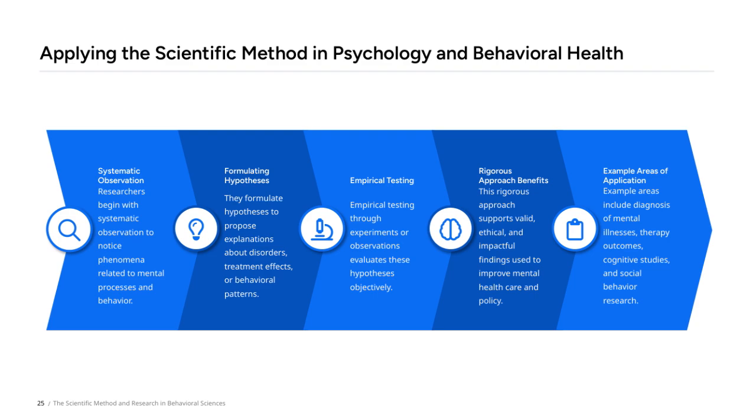Next, these hypotheses undergo empirical testing through experiments or further observations, allowing researchers to evaluate them objectively and gather reliable data. This rigorous process is crucial because it ensures that findings are valid, ethical, and have real-world impact. Ultimately, this method helps improve mental health care and informs policy decisions. We see the scientific method applied across many areas, such as diagnosing mental illnesses, assessing therapy outcomes, conducting cognitive studies, and researching social behavior. Each of these benefits from a structured, evidence-based approach that advances both knowledge and practice.